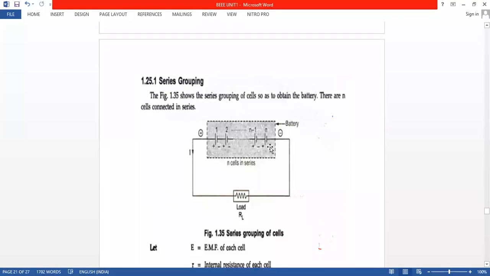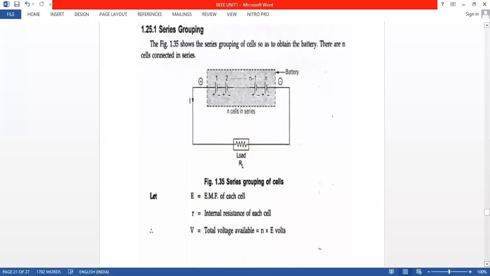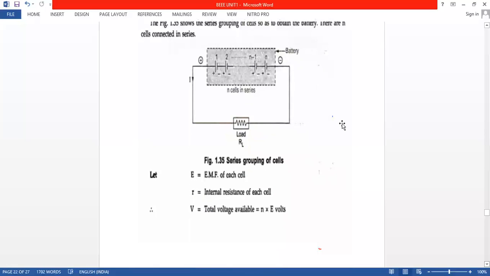The same explanation as yesterday. We write here series grouping, meaning series connection of batteries. You can see certain batteries are connected in series. The same diagram you have to draw. Load means bulb, we write it by resistance. E is the EMF of each cell. As I mentioned, a battery is a combination of a number of cells. If I want high voltage, I connect the batteries in series. If I want high current, we should connect the batteries in parallel.